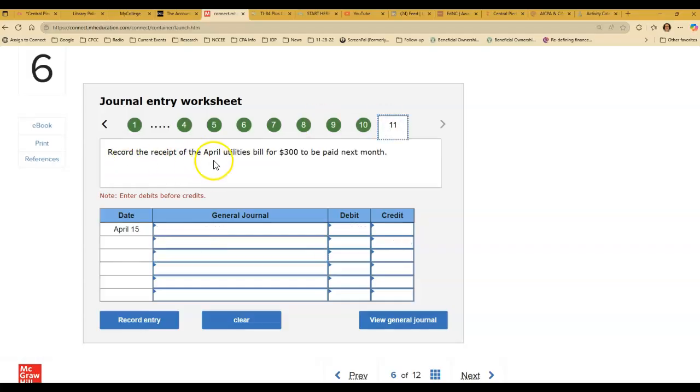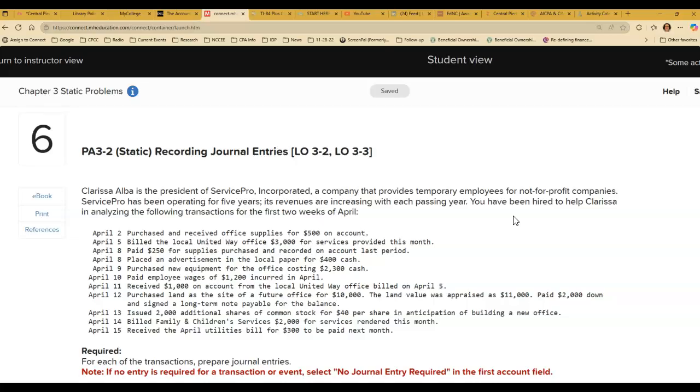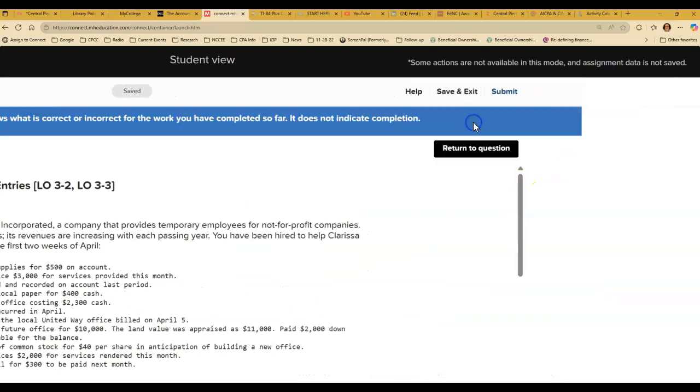Record the receipt of the April utility bill for $300 to be paid next month. That's another really common error, by the way. When you've got multiple zeros out there, and your finger just gets going, you just add an extra zero or drop one. All right. So let's look. We just hit check my work.